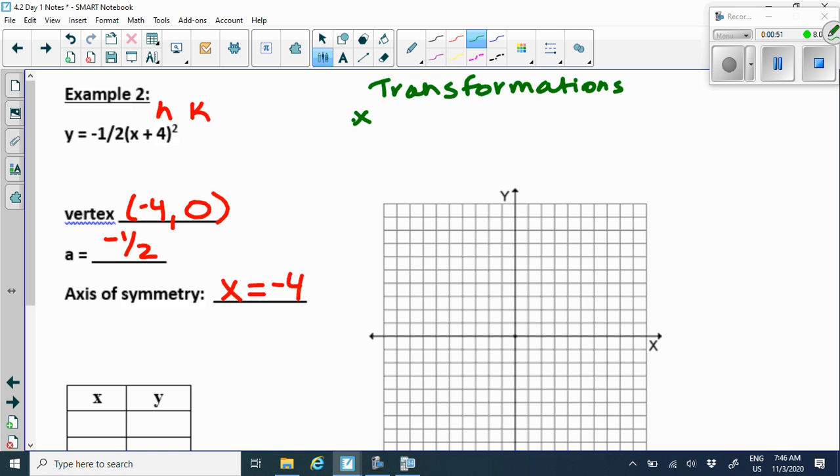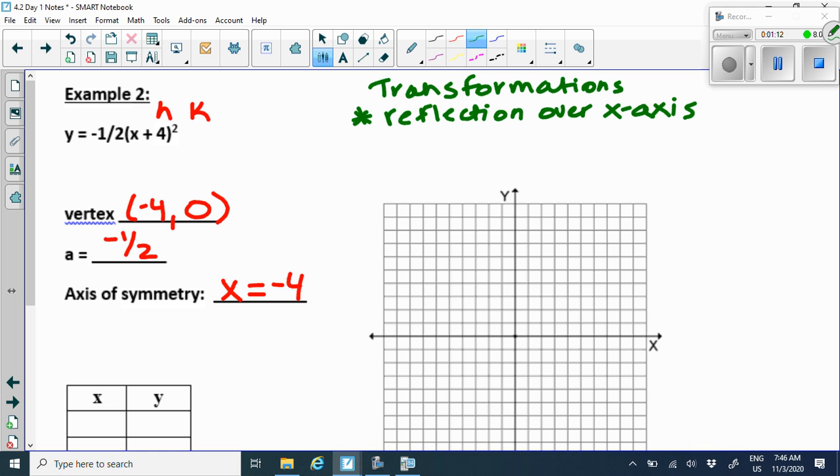Okay, first thing, let's look at our a value. Is it positive or negative? It's negative, so that means we open down. So therefore, we have a reflection, and this is going to be a reflection over the x-axis. So make sure you also have that over the x-axis, okay? It'll always be a reflection over the x-axis.